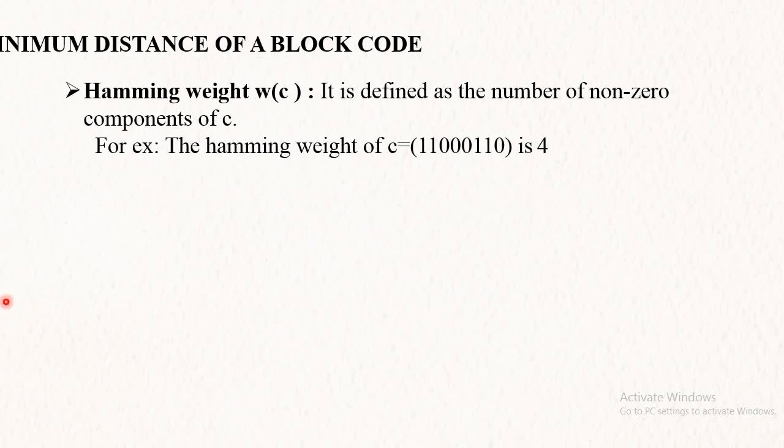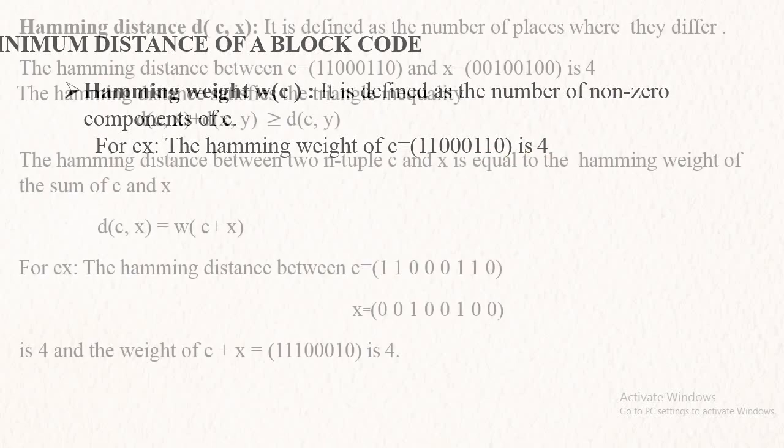Then the minimum distance of a block code, these points are very important. The minimum distance of a block code is given by the Hamming weight, that is w(C). It is defined as the number of non-zero components of C. So suppose this is your code word. How are we going to find the minimum weight? We just count the number of non-zero components. So how many ones are present in this case? 1, 2, 3, 4. So the Hamming weight in this case is 4.